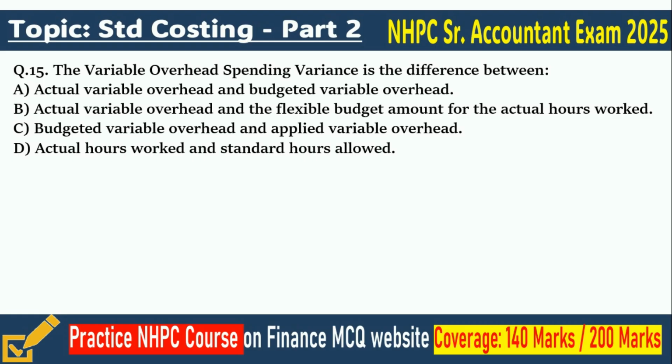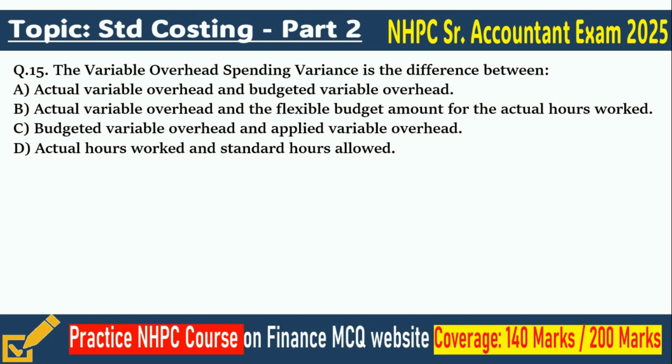Friends, next question. The variable overhead spending variance is the difference between option A, actual variable overhead and budgeted variable overhead. Option B, actual variable overhead and the flexible budget amount for the actual hours worked. Option C, budgeted variable overhead and applied variable overhead. Option D, actual hours worked and standard hours allowed. So, what should be the correct answer?